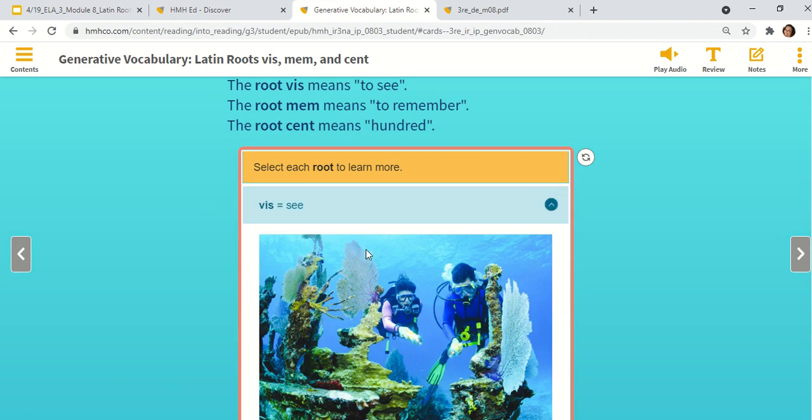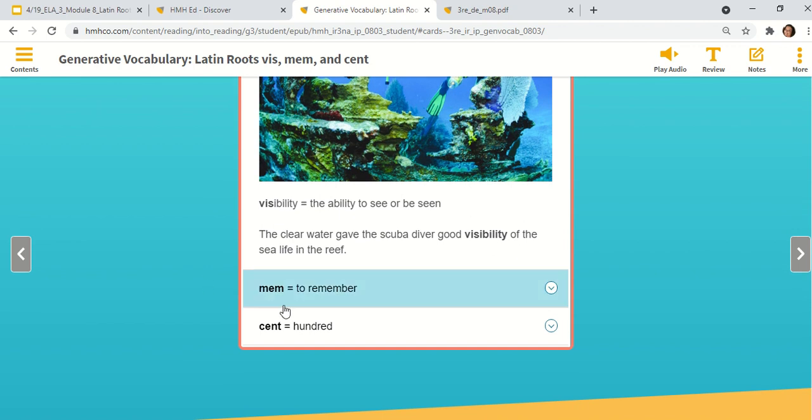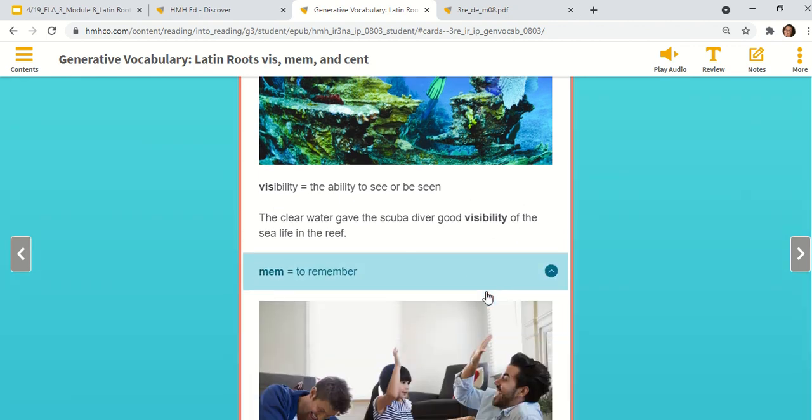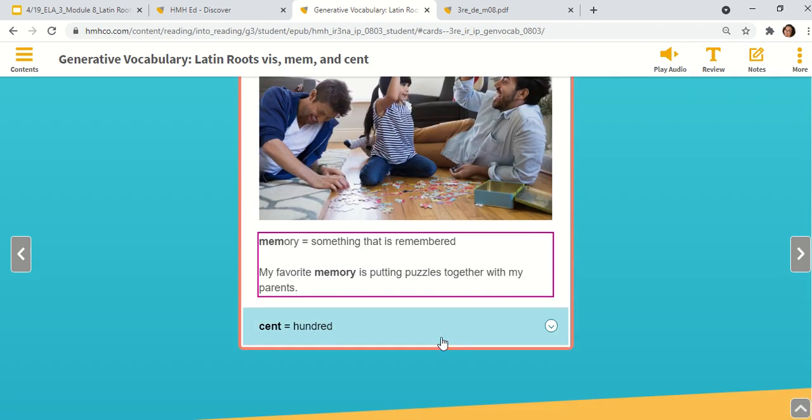Vis means to see. Visibility is the ability to see or be seen. The clear water gave the scuba diver good visibility of the sea life in the reef. So if the root is vis, we know that the word has to do with seeing. Then we have mem, which means to remember. Memory, something that is remembered. My favorite memory is putting puzzles together with my parents. So if you see that root, you know that the word has to do with remembering.